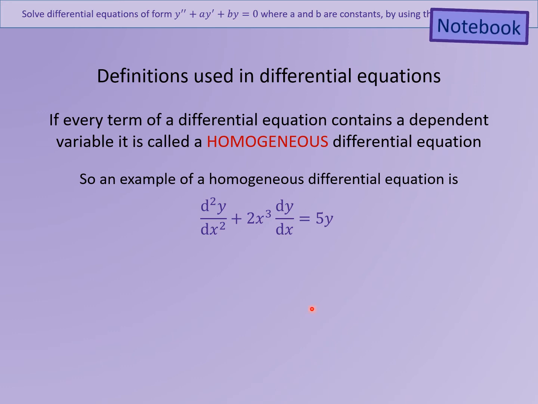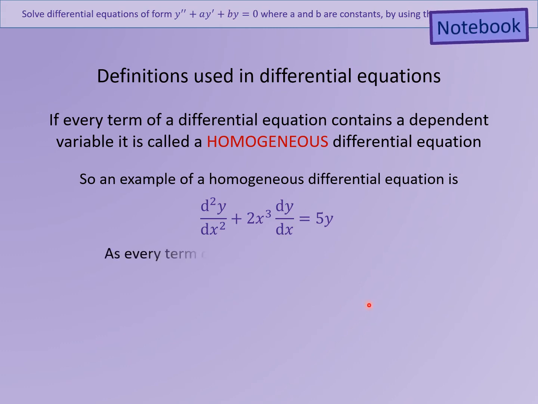So we can see that the dependent variable there is the y value. Remember that the number on the denominator is the independent variable. So the y value is the dependent variable. We can see this is to do with y here, this is to do with y here, and this has got a y here. So it's definitely a homogeneous equation because it's got the dependent variable in every single one of its terms.